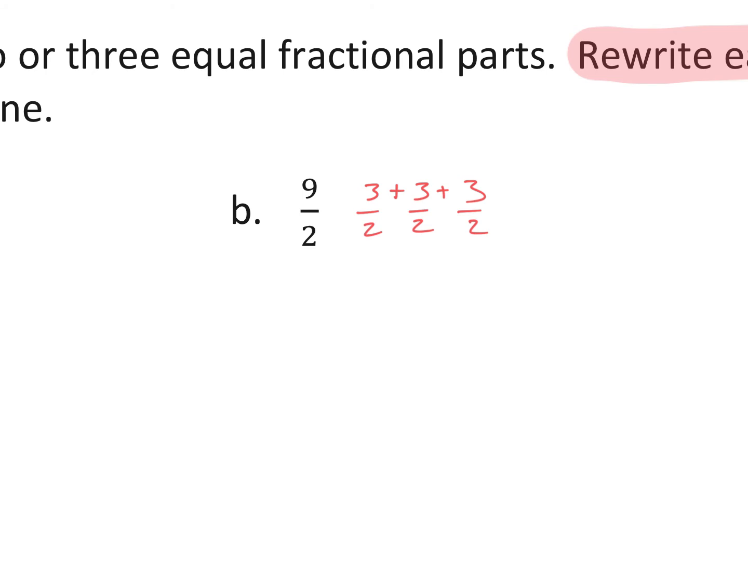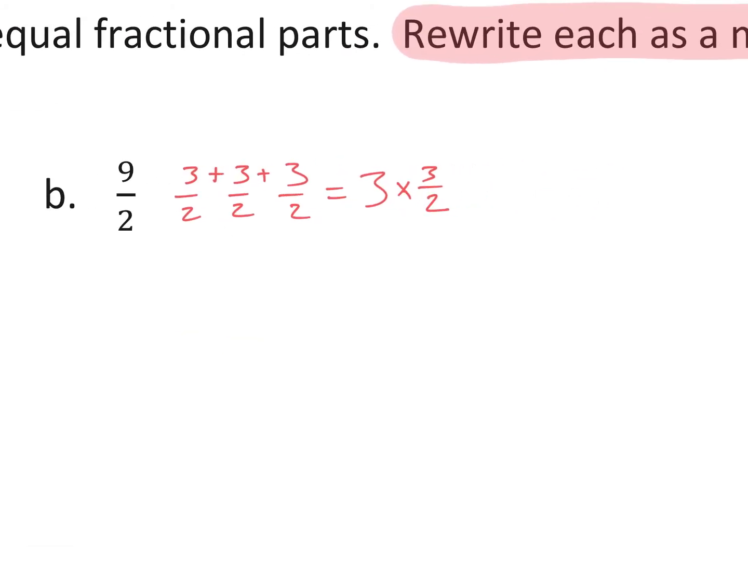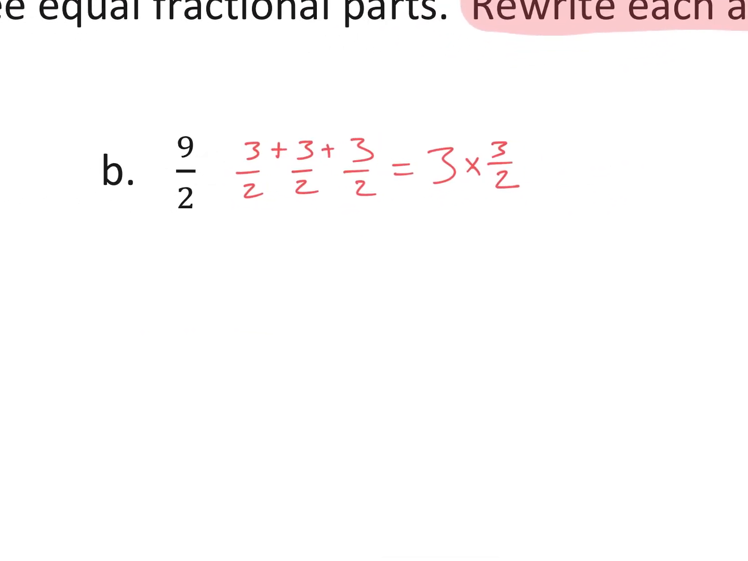Okay, now how do I write that as a multiplication problem? Well, I've got 1, 2, 3 groups of 3 halves. Right, so I'm writing it as an addition problem of equal parts. What do I mean by equal? Whatever I'm adding together, they're all going to be the same, right? These are all 3 halves. So over here we had all 3/7, right? That's what's equal about them. And I'm either going to do it 2 or 3 times. And then I'm going to get a multiplication problem like that.